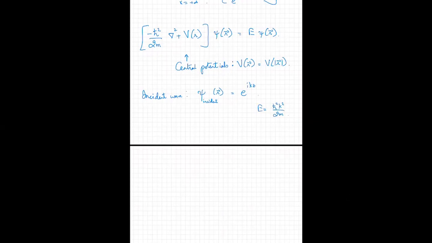Now, what happens after scattering? After scattering, the wave spreads out, okay, as a spherical wave. Of course, a spherical wave, I remind you, is of the form e to the ikr over r. Have you seen spherical waves in an electromagnetism course?